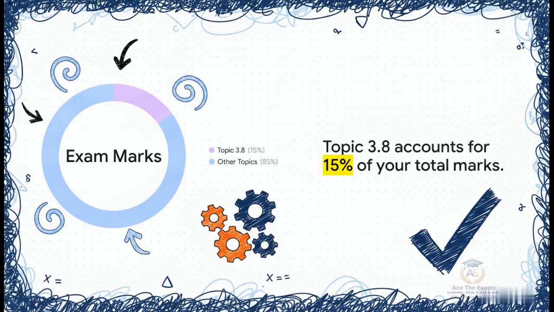And right off the bat, you have to understand the sheer weight of this topic. Topic 3.8 accounts for a massive 15% of your total exam marks. Think about that for a second. That is a huge chunk of your final grade wrapped up in just this one conceptual area. So honestly, you simply cannot afford to gloss over this. Mastering separating variables isn't just about getting one or two questions right. It's absolutely crucial for securing a foundational pillar of your entire Mathematics 9709 score.